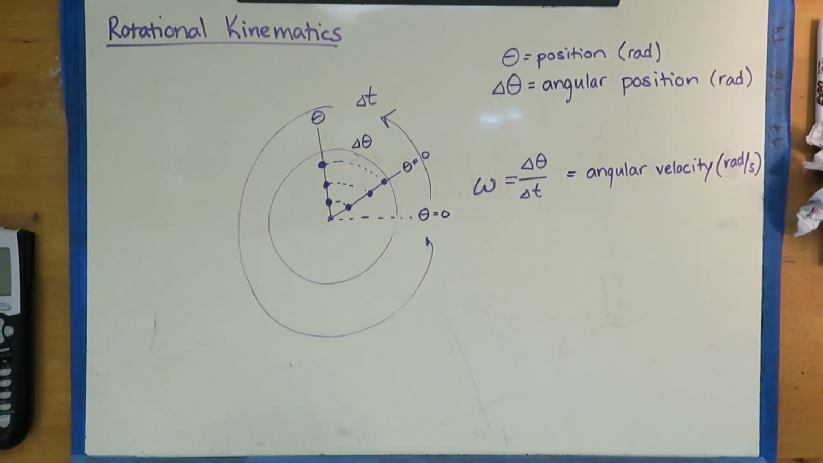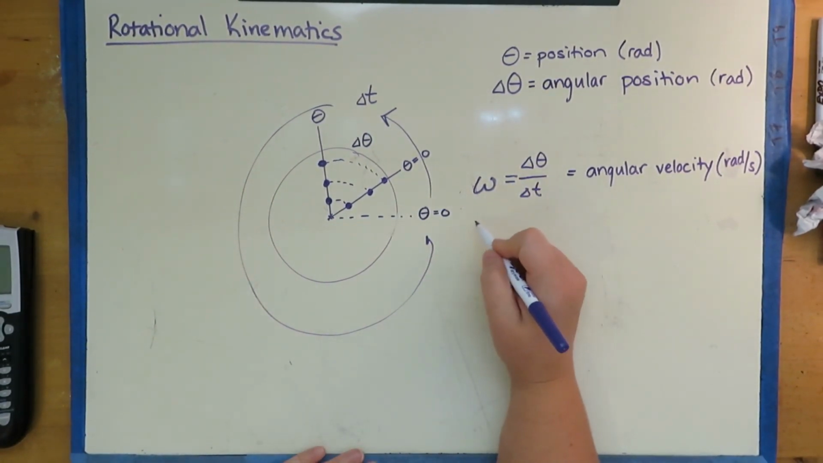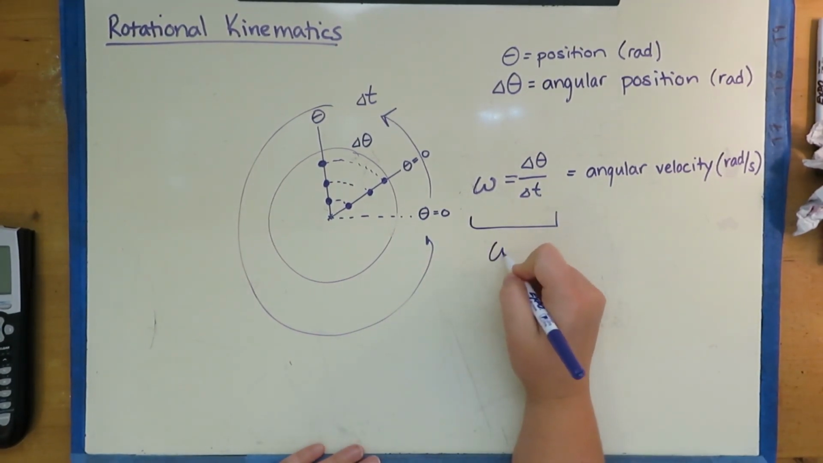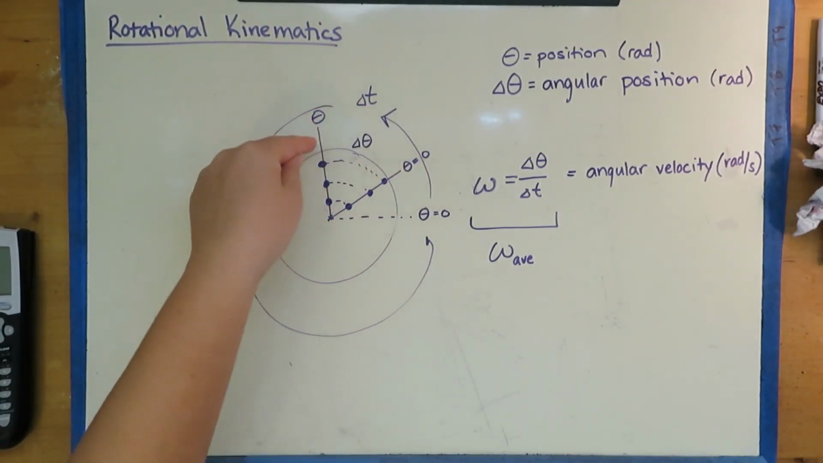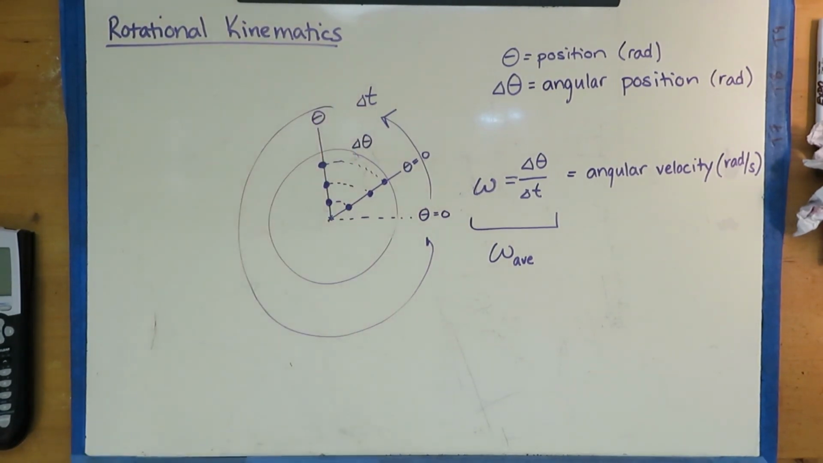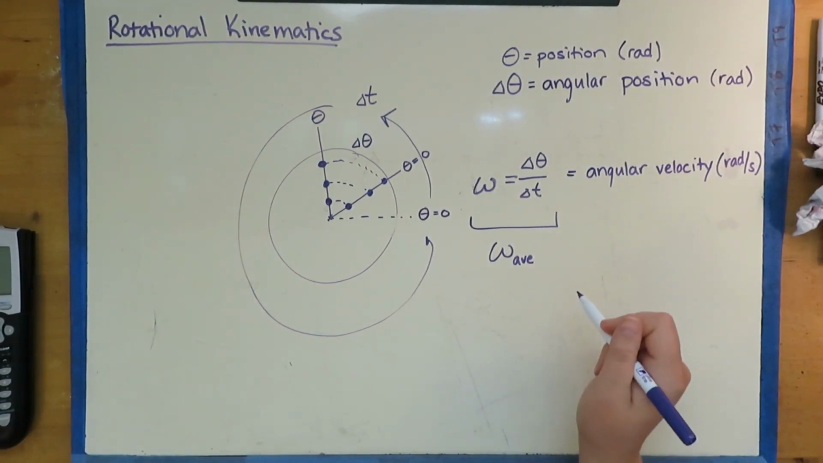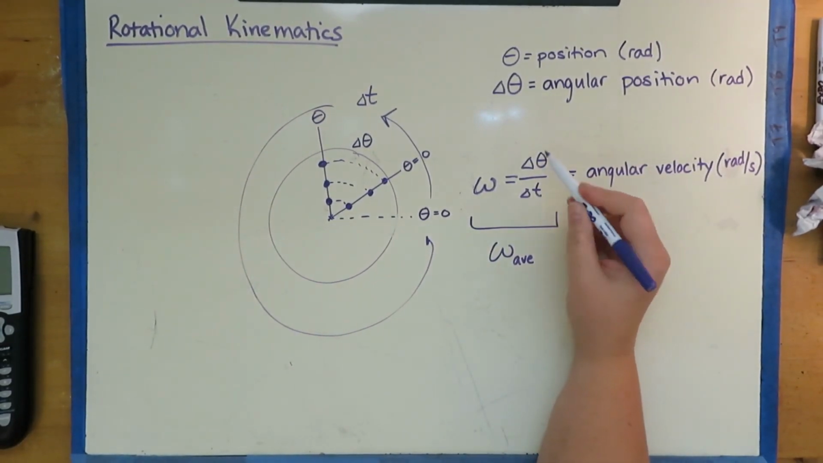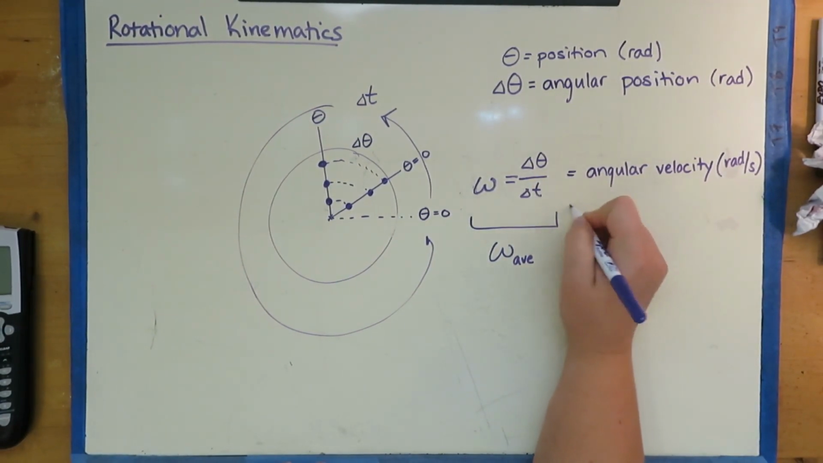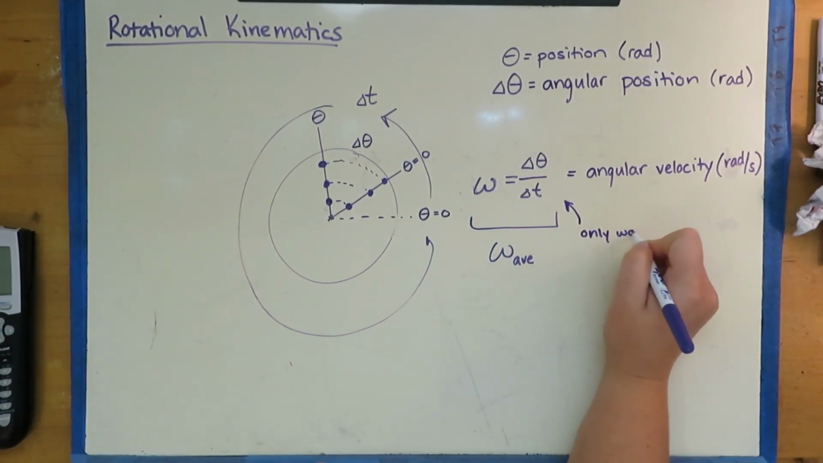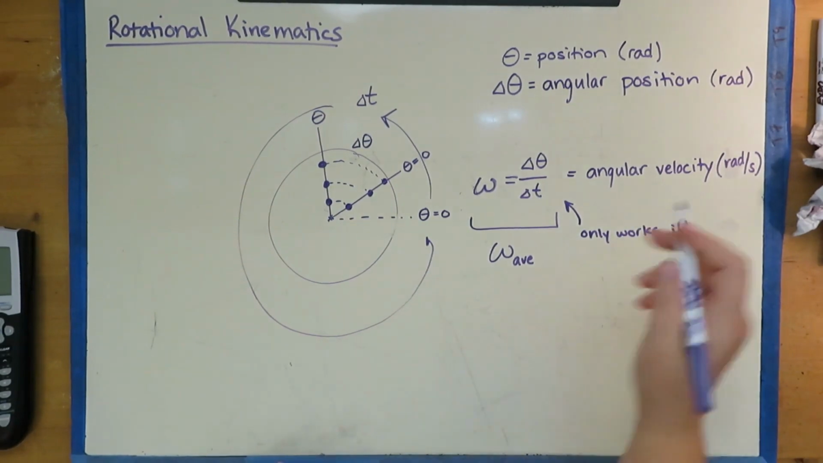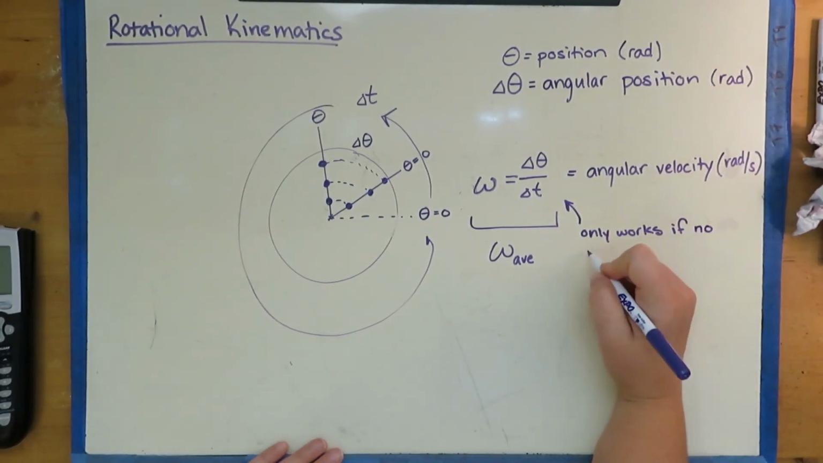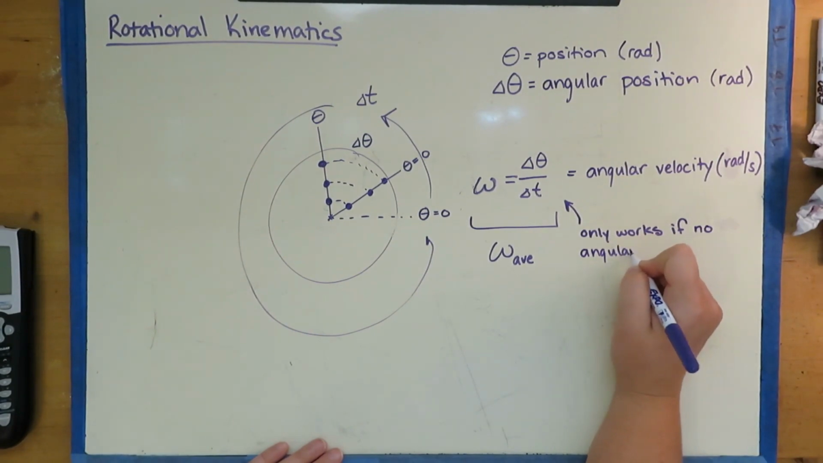So omega is our angular velocity, and technically, if I'm using this definition, this is my average angular velocity, because I'm taking a look at what my average angular velocity was over that time. When we are thinking of average values, it's just the delta theta over delta t. Remember, this equation only works if you have constant acceleration, or actually if there's no acceleration. If no angular acceleration, which we'll talk about in a minute.